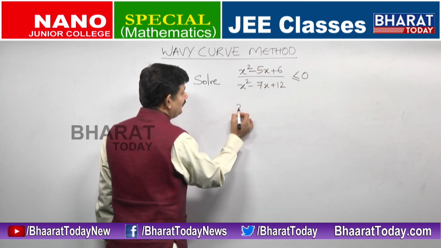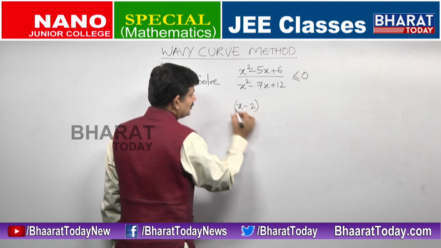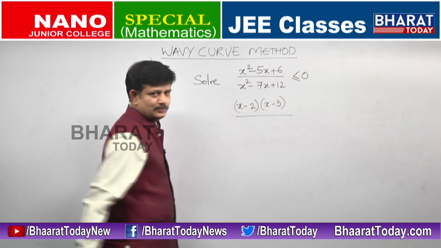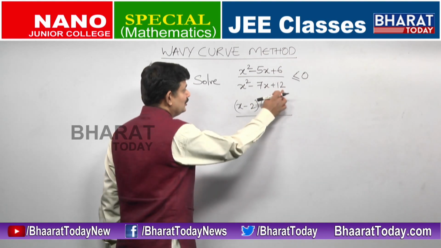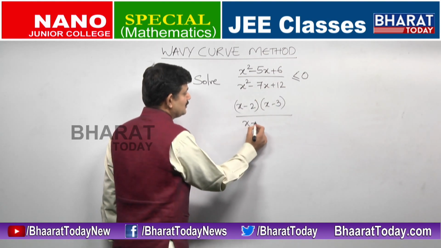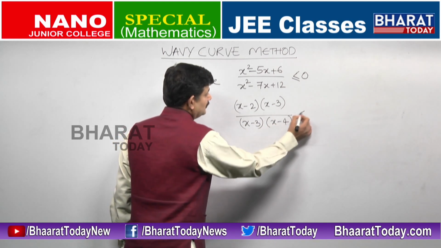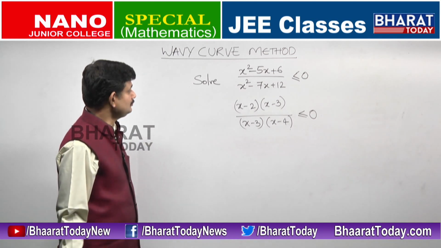So factorize the numerator and factorize the denominator. X square minus 5x plus 6, we also saw it in the previous question. It is x minus 2 into x minus 3. 5 you can write as 2 plus 3. 7, 12: 3 into 4 is 12, 3 plus 4 is 7. So this is x minus 3 into x minus 4. We want this to be less than or equal to 0.